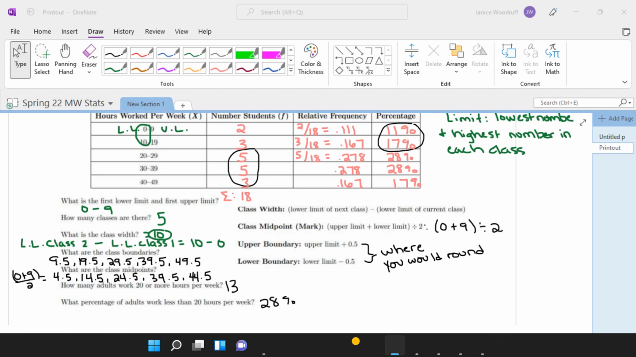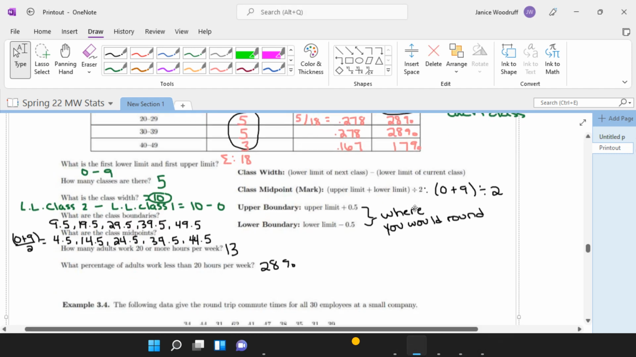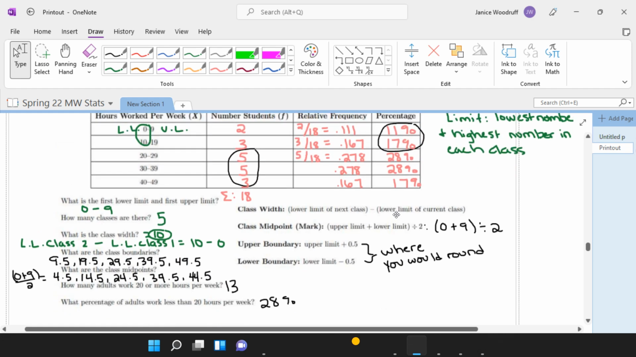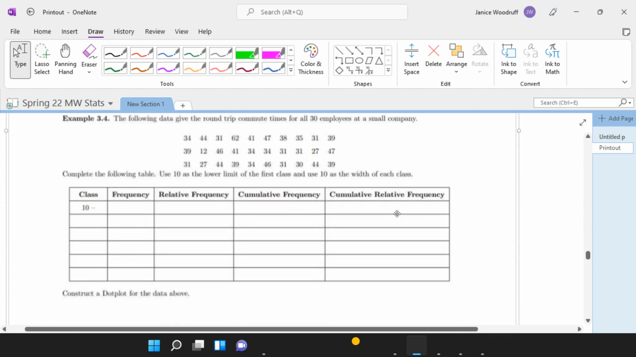So we're going to do another example like this. Before I do that, does anybody have any questions about this example we did? Okay. So now we have data that's already given to us, and it's just raw data. It's not sorted or anything like that. So what we have to do is sort this into a grouped distribution, and then we're going to make a dot plot with it.